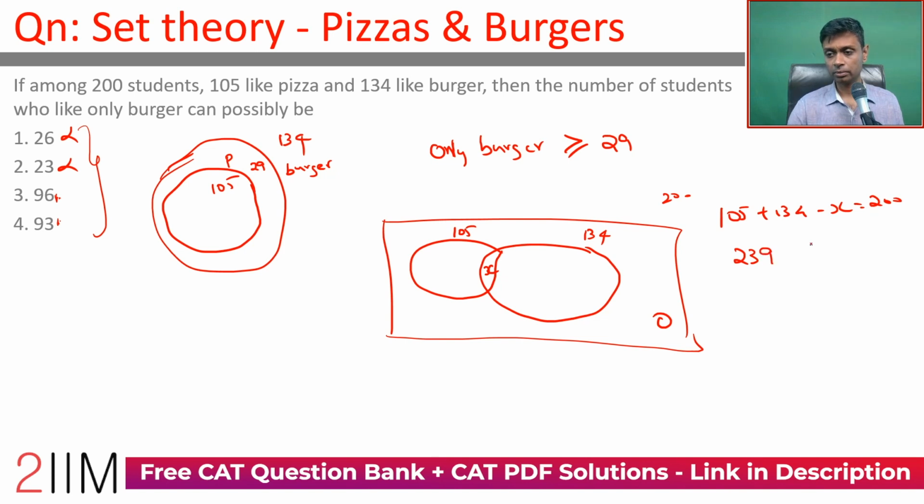240 minus x should be 200. X should be 40. Only burger would be 135 minus 40, which is 95. It cannot be any more than 95. So this is out. This is an answer. Only burger is greater than or equal to 30 and less than or equal to 95.